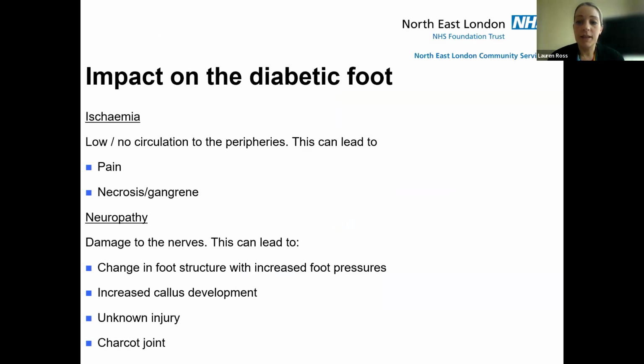So the impact on the diabetic foot. With ischemia, so that's little or no circulation to the peripheries, this can lead to pain, it can lead to ulceration, necrosis or gangrene. Neuropathy, which is that damage to the nerves and the nerve endings, particularly in the periphery. This can lead to a change in the foot structure, which can then also lead to ulceration. You have increased callus development, unknown injuries. So a person could be walking around with a huge blister or an ulceration, they don't necessarily feel it. It puts them at an increased risk of developing a Charcot joint and also then ulceration.